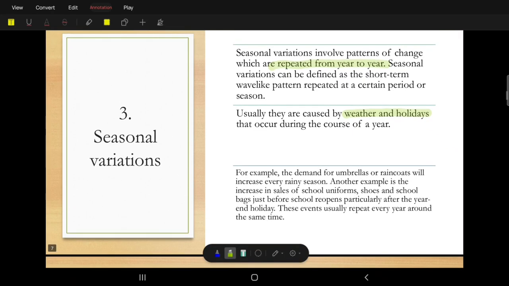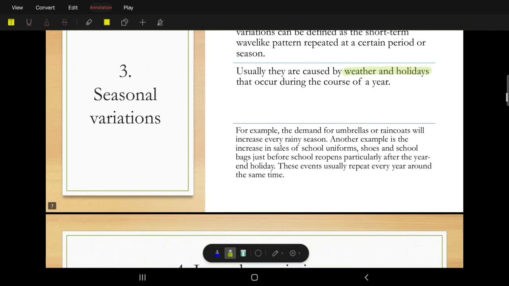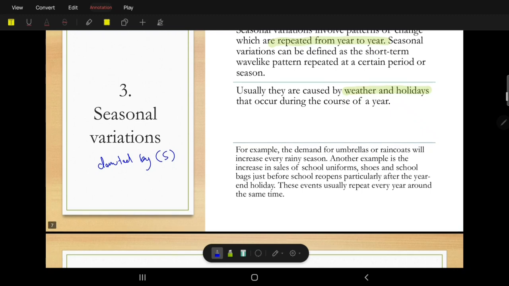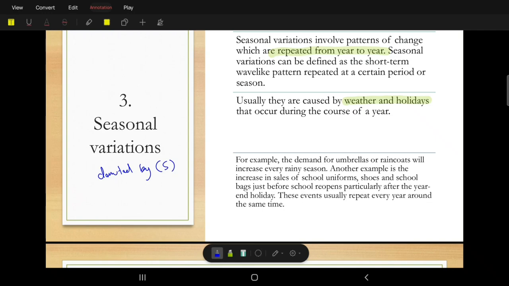Ataupun sekarang ni cuaca panas. Musim panas sekarang ni, apa yang demand tinggi? Jualan aircon. Kat situ jualan aircon will increase, sebabkan cuaca panas. Alright, so the seasonal variations ni denoted by symbol S. So this is seasonal variation. Dia berlaku setiap tahun lah.